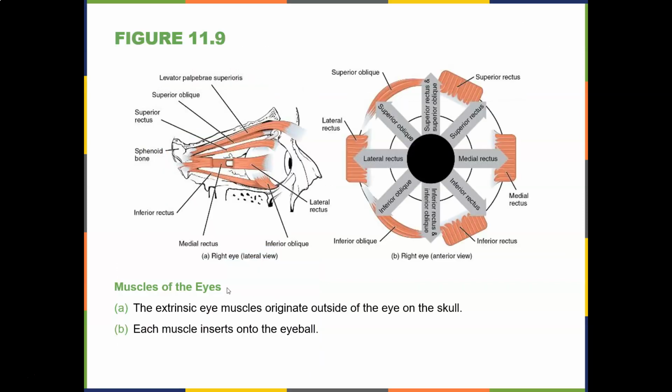Muscles of the eye. The extrinsic eye muscles originate outside of the eye, from the skull. Each muscle inserts into the eyeball. So just make sure you know the actions of each one, what each one does. Okay, so what does the superior oblique do? Superior rectus, medial rectus. This is the right eye. Okay, lateral rectus, inferior oblique, inferior rectus.